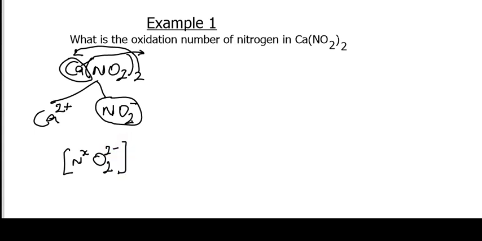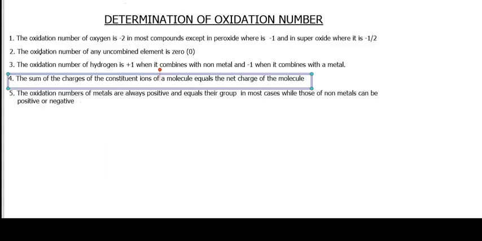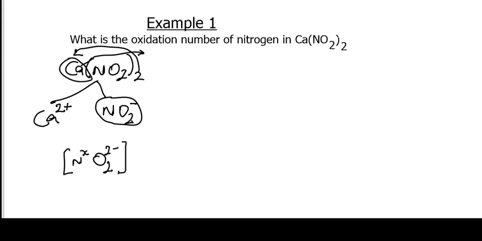Then go to number 4. Number 4 of the law said the sum of the charges of the constituent ions of a molecule equals the net charge of the molecule. That is to say, if we add the charge of the nitrogen and that of the oxygen together, it should give us this net charge here, which is -1. So we'll put the -1 here.